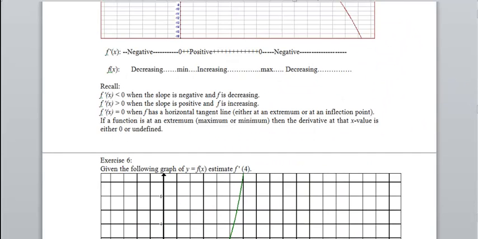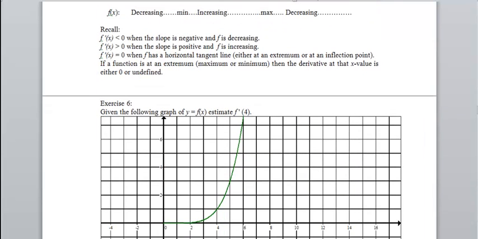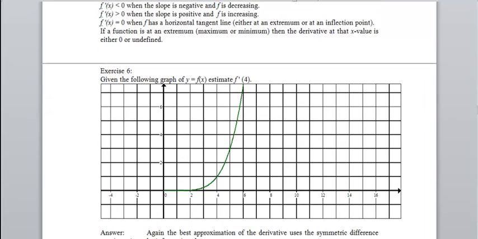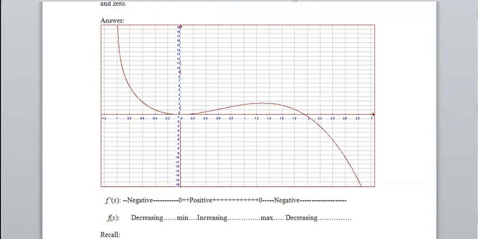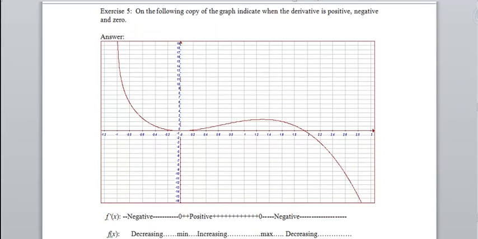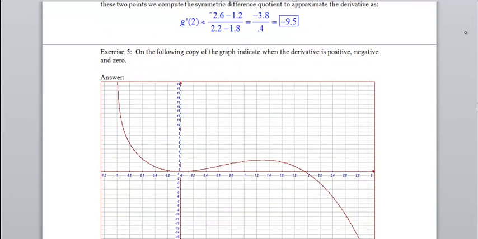Okay, let's try another one. Okay, look at this graph here. Oh, one more exercise before we do that. Let's back up. Okay, look at this graph here.